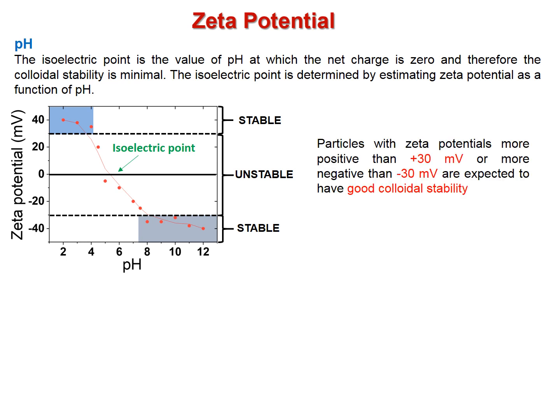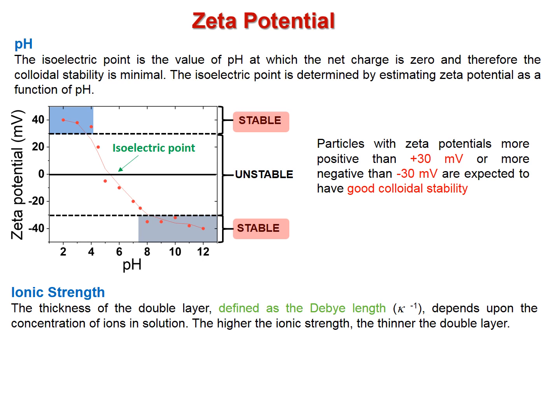Particles with zeta potentials more positive than 30 mV or more negative than -30 mV are expected to have good colloidal stability. The thickness of the double layer, defined as the Debye length, depends on the concentration of ions in solution. The higher the ionic strength, the thinner the double layer.